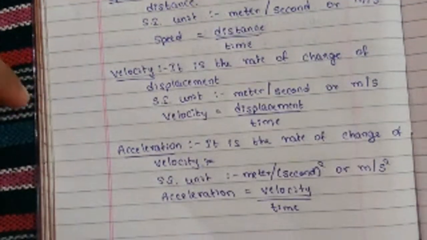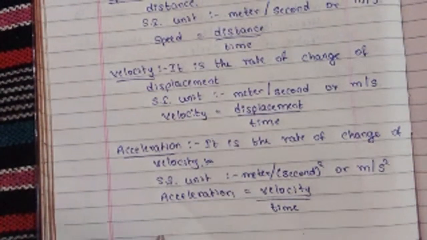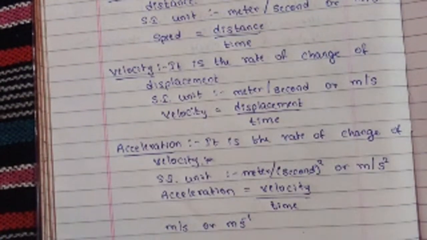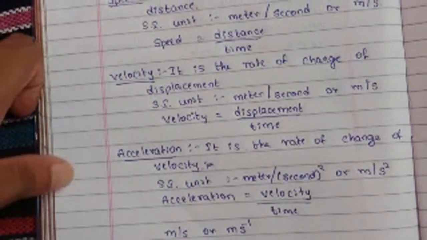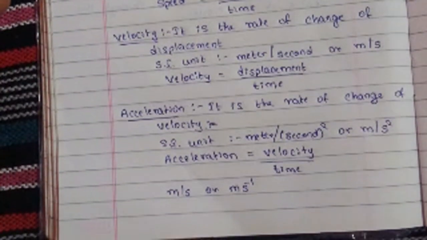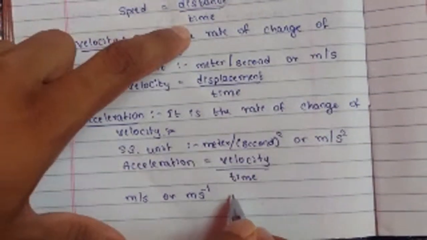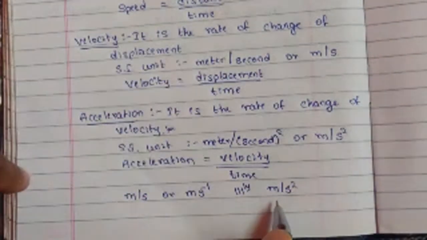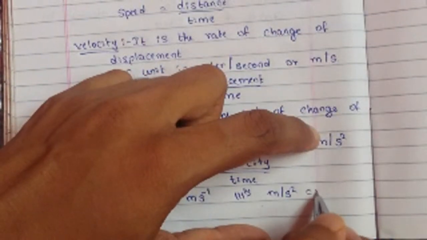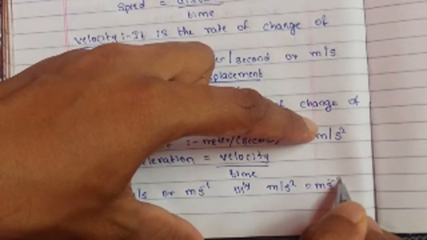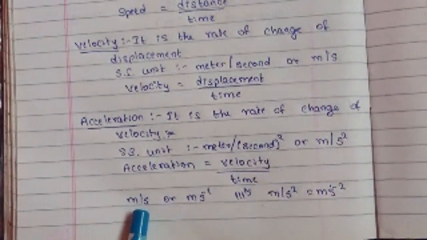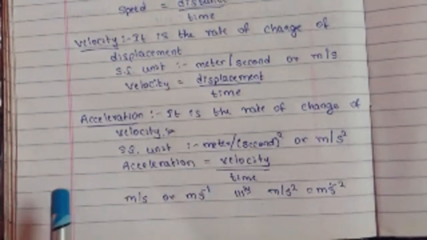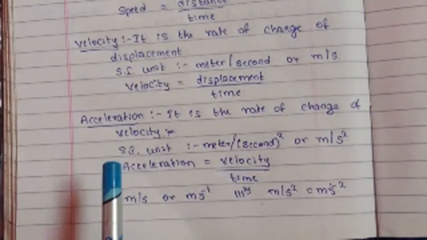And one more thing I want to tell you here is, here we wrote meter per second. So this meter per second we can write as m s raised to minus 1. We can write in this form also. Similarly, the SI unit of acceleration, meter per second square, can be written as m s raised to minus 2. Okay, meter per second can be written as m s raised to minus 1, and meter per second square can be written as m s raised to minus 2. Okay, this is about the definition and SI units.